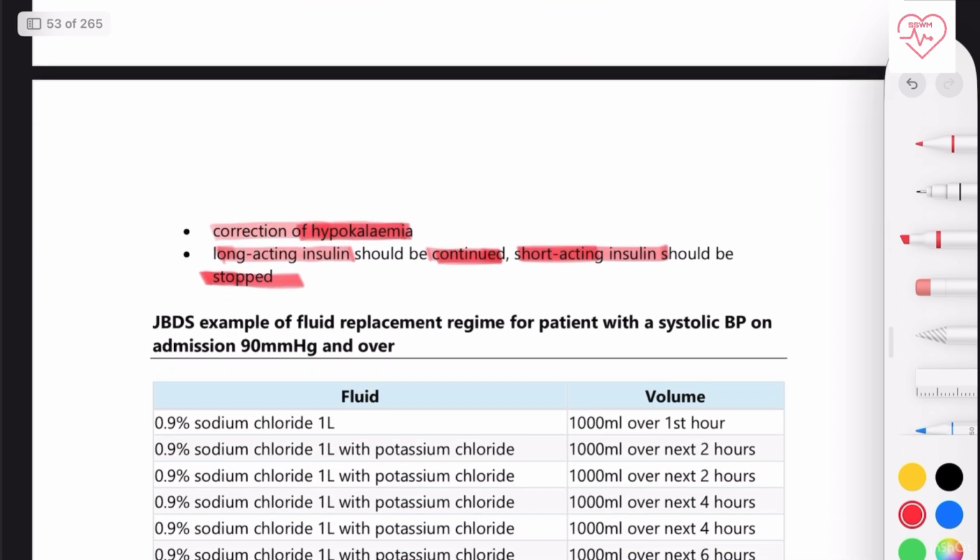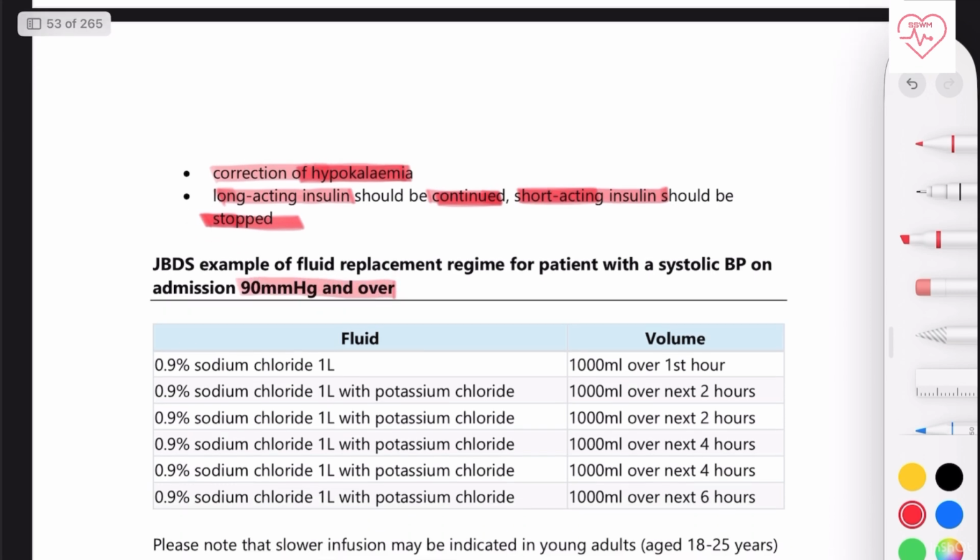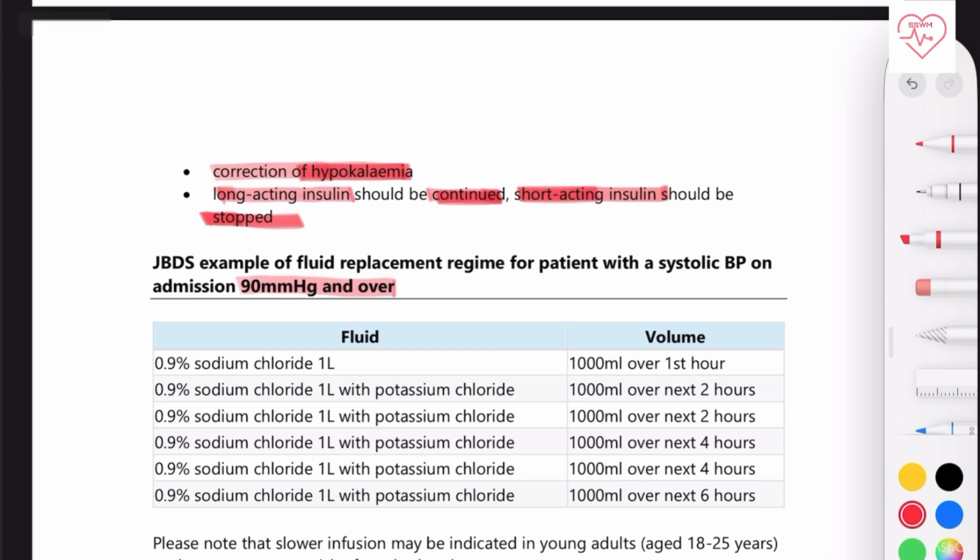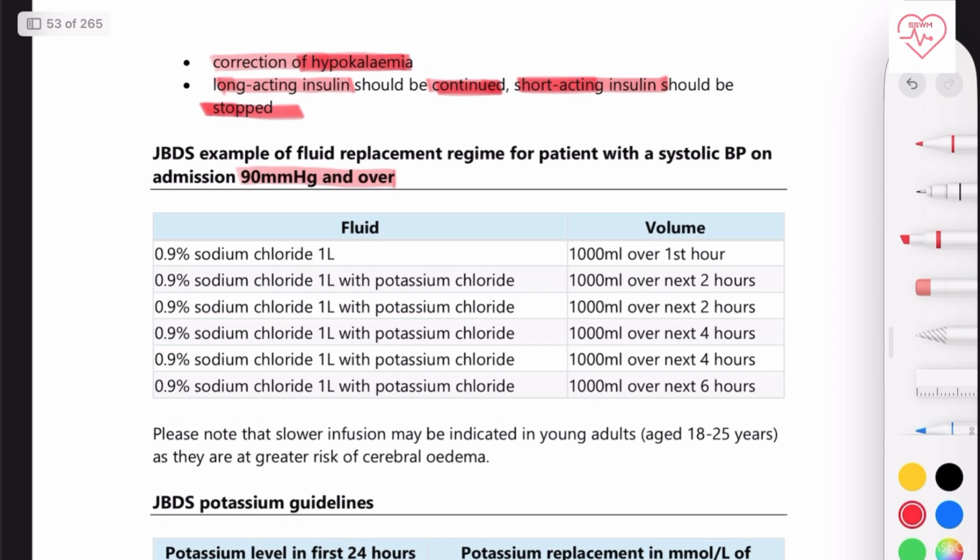Okay. Now this is a JBDS example of a fluid replacement regime for a patient with a systolic BP on admission of 90 mmHg and over. So this is the regime given over there. You can just go through that.